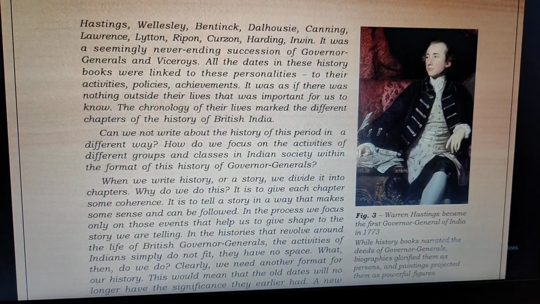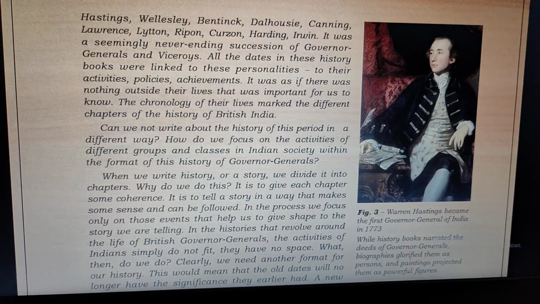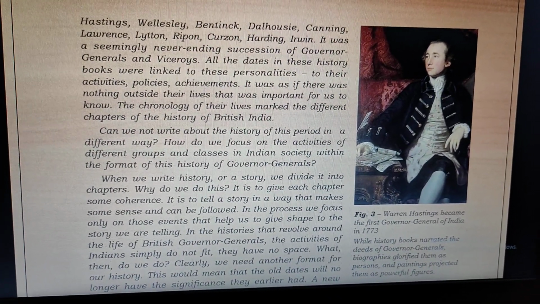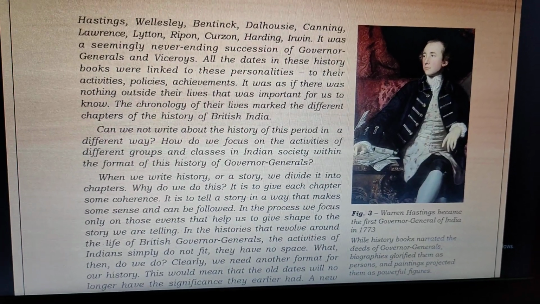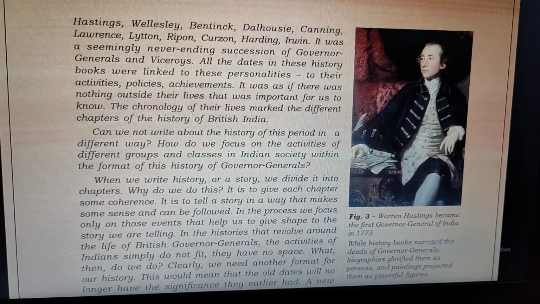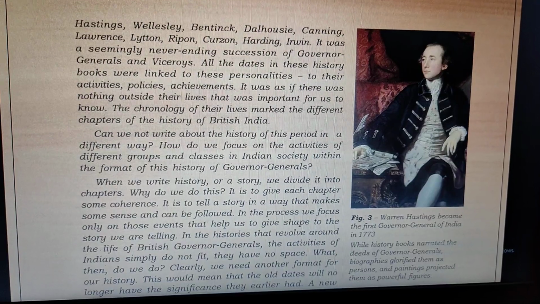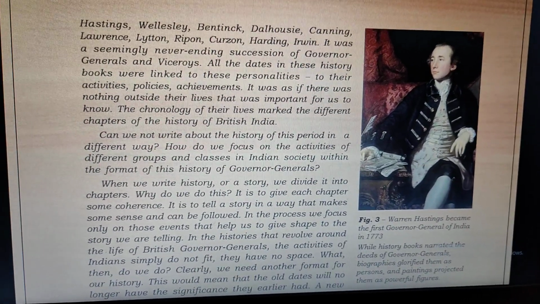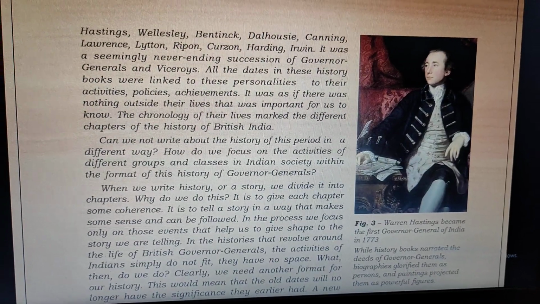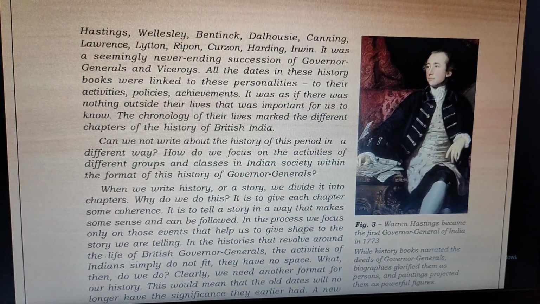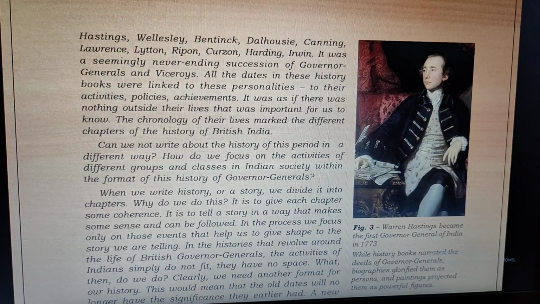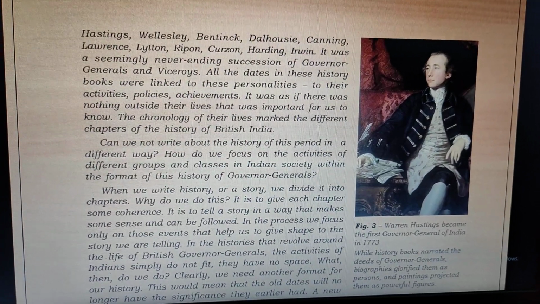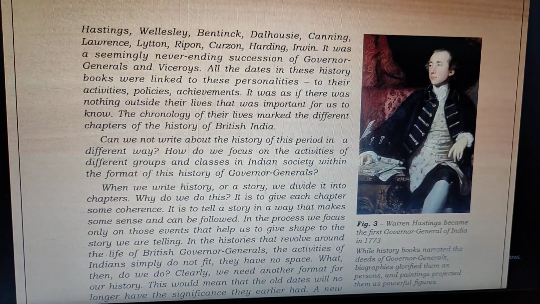It was a seemingly never-ending succession of governor-generals and viceroys. All the dates in these history books were linked to these personalities, to their activities, policies, achievements. It was as if there was nothing outside their lives that was important for us to know. The chronology of their lives marked different chapters of the history of British India.